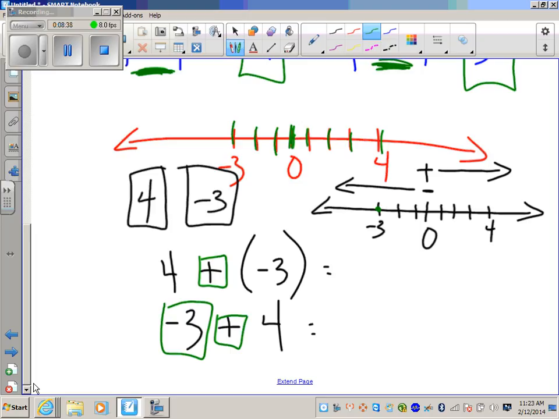Go to the right. How many places? 4. Start at 3, negative 3. 1, 2, 3, 4 puts me where? Positive 1.